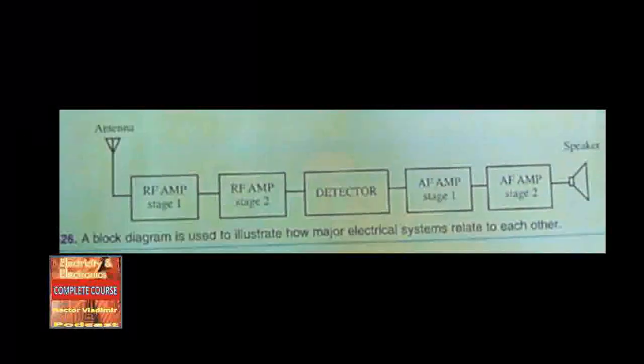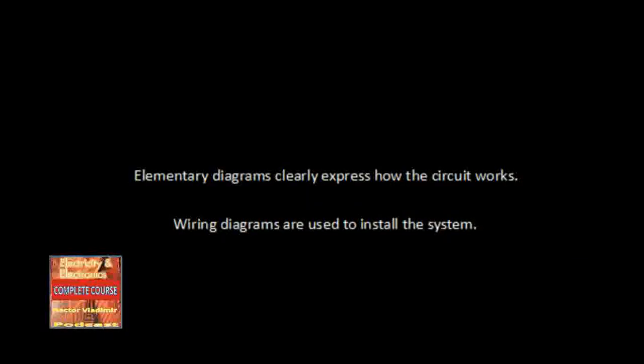Name three typical electrical drawings and the use of each. A block diagram shows flow, how the system operates overall. The elementary wiring drawing clearly expresses how the system works. And the wiring diagram is an aid to install or troubleshoot the system.